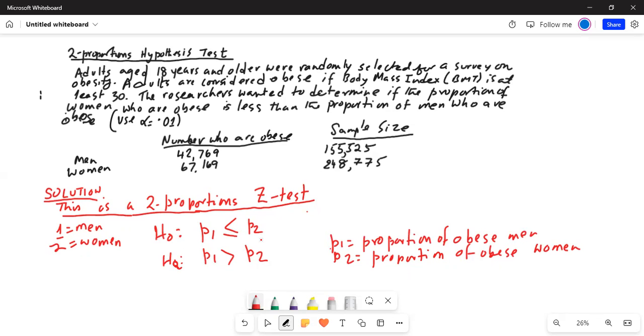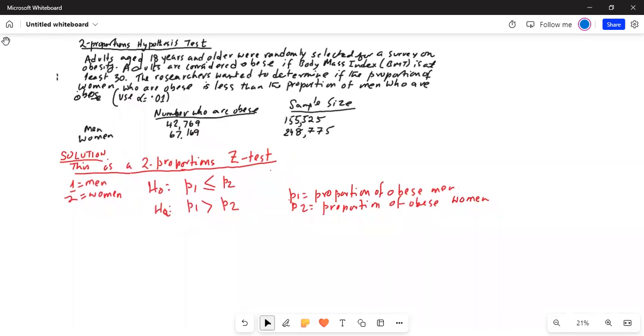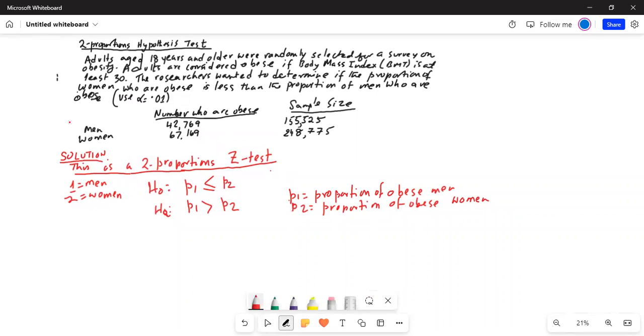So let me create some more space. Okay, so let's go to 2 samples. So we go stat, test. So let me write down. Stat, then highlight test. And then we scroll down to 2-prop-Z test. Okay. And hit enter.